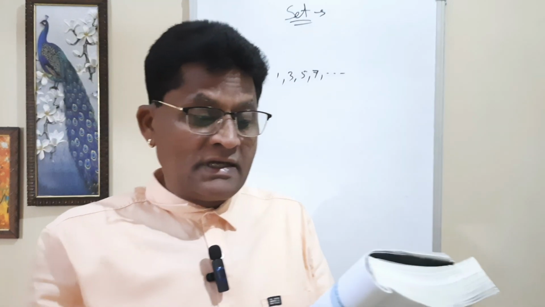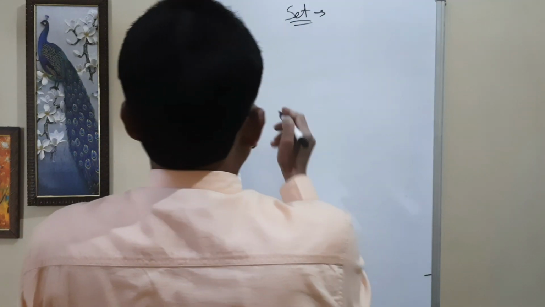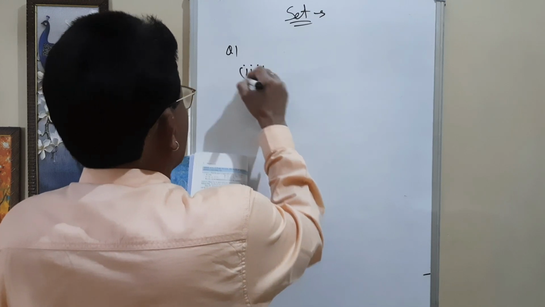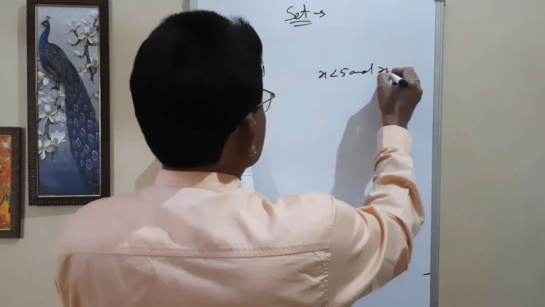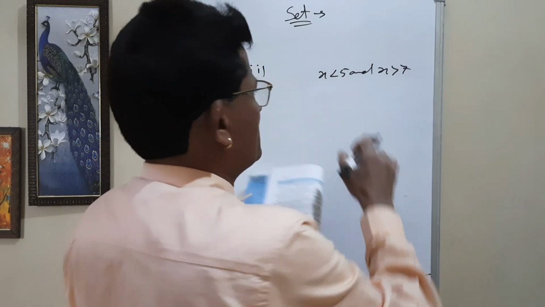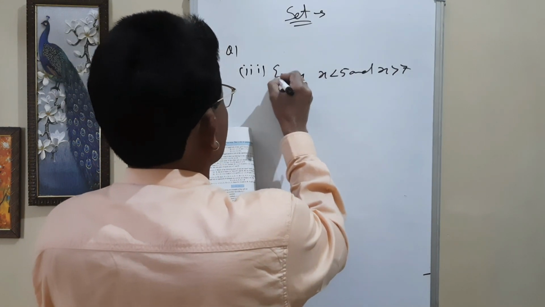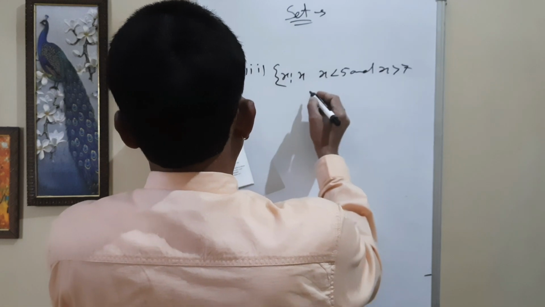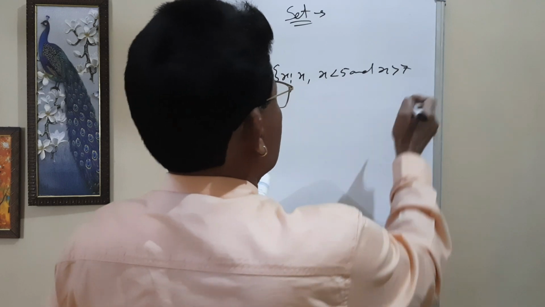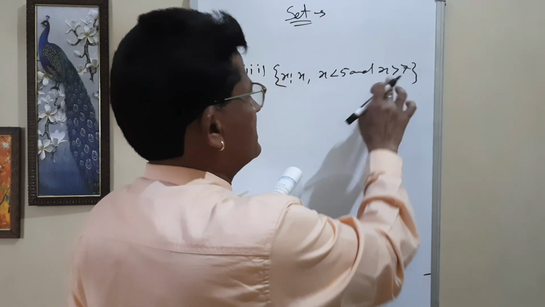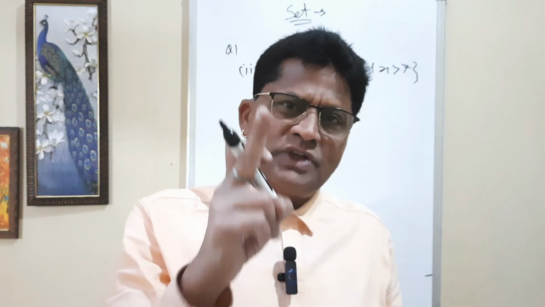Now, the third part: x such that x is a natural number. You see clearly, third part. I will solve it. x is less than 5 and x is greater than 7. What will be the common number in this set? Here it is given the set of x such that x is a natural number, less than 5, greater than 7. Tell me, what are the natural numbers under this condition? There is no natural number. Then what does it mean? It will be an empty set. The third part is also the empty set.